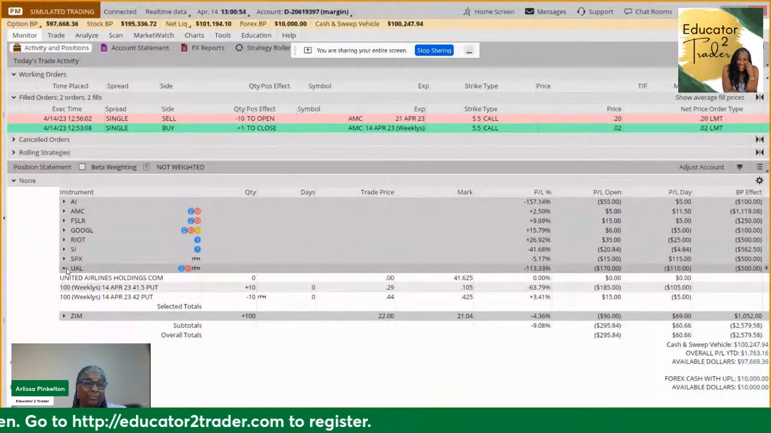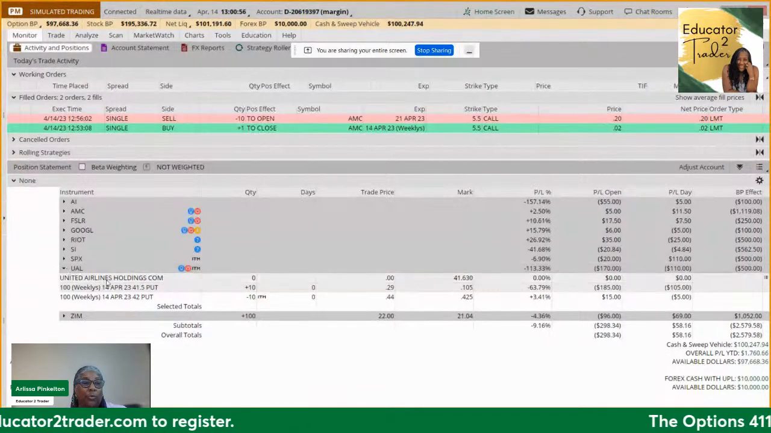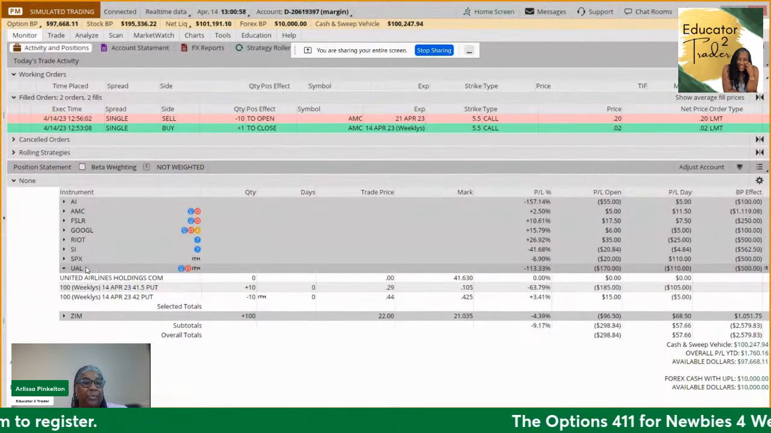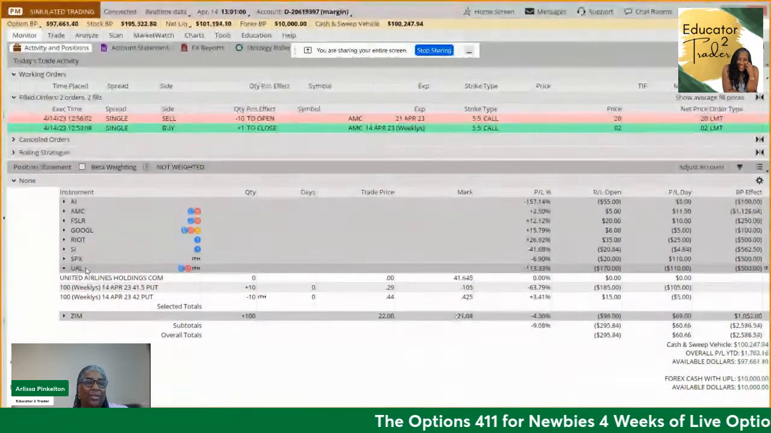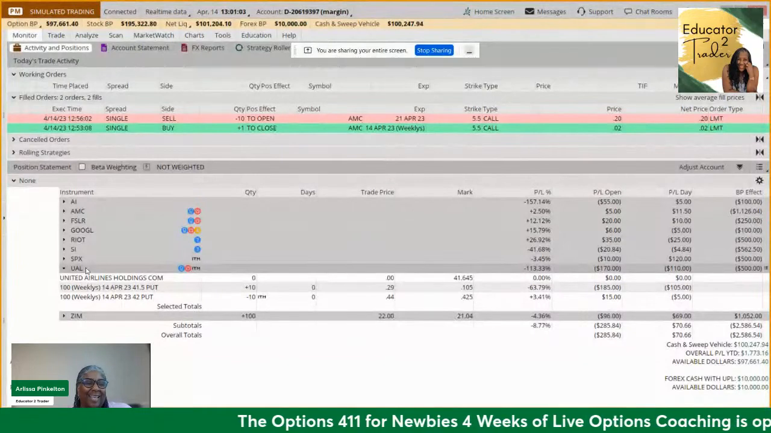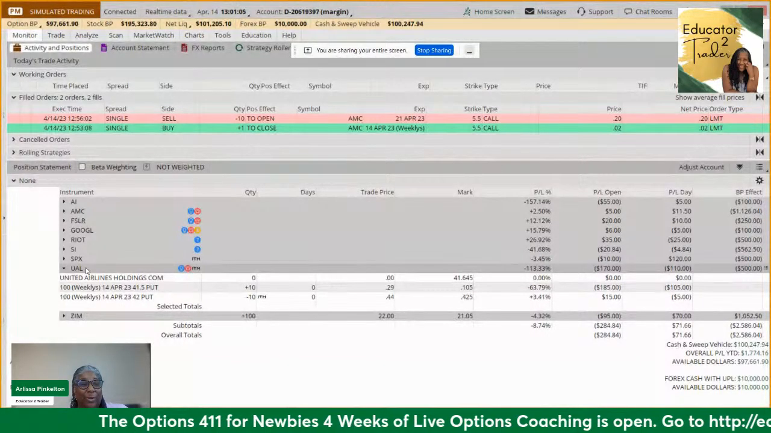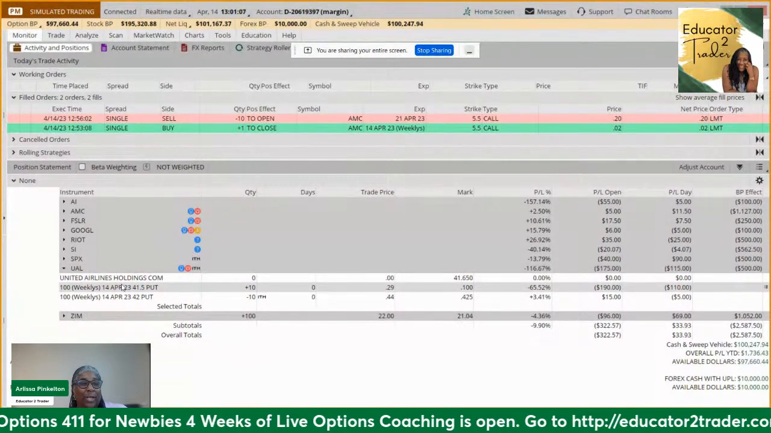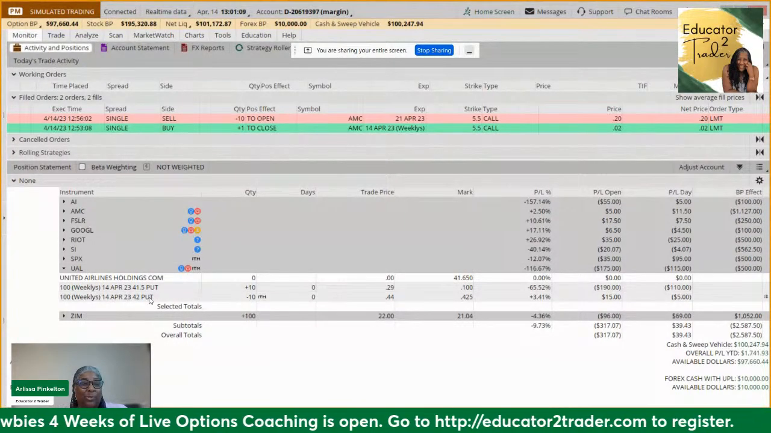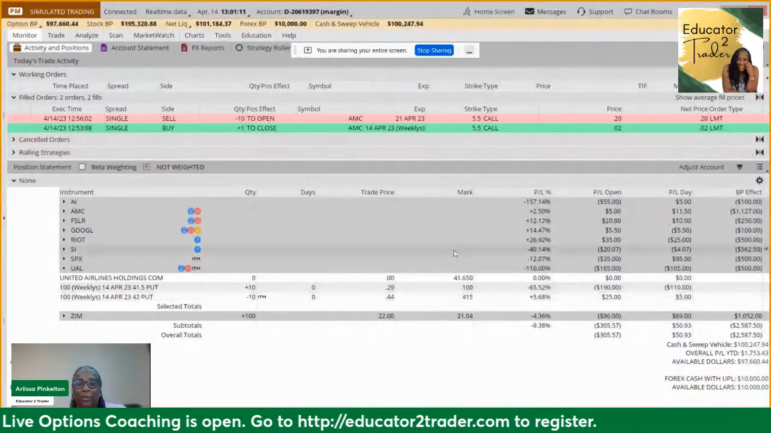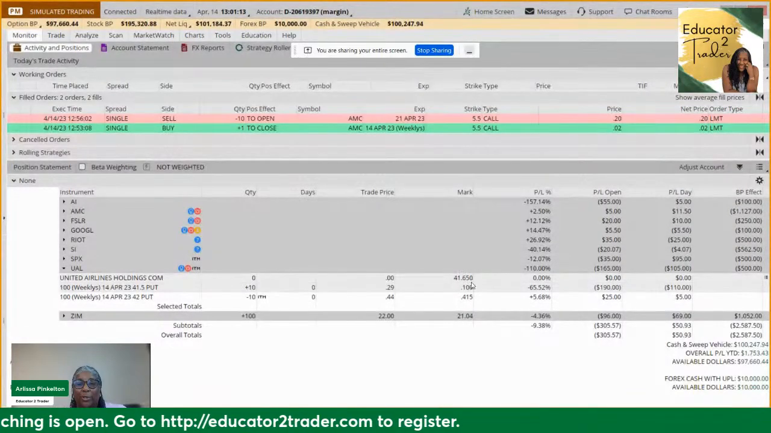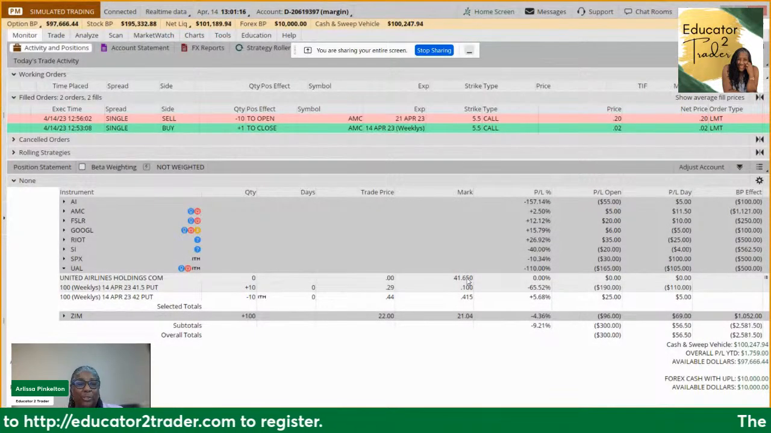All righty. I keep wanting to call this something else. United Airlines, the United Airlines trade. We put this trade on Monday as well, and we did a put credit spread for 41.5/42. Now this trade is partially breached at this point. It's going to expire today though.